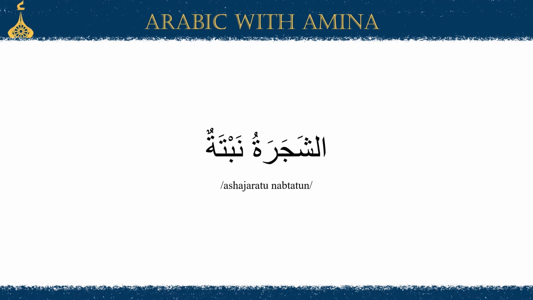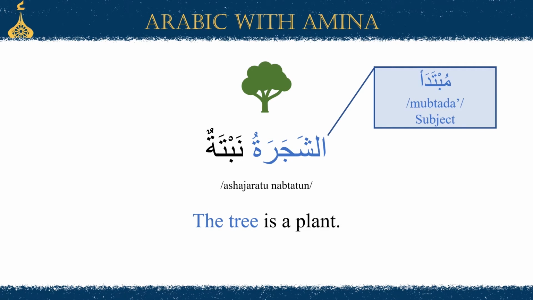Our first example is the sentence, ash-shajaratu nabta, which means the tree is a plant. First off, we can identify that this is a nominal sentence because it starts with a noun, the tree, ash-shajara. Now, to dissect the sentence and identify the subject, or mubtada, and the predicate, or khabar. So right now we are talking about the tree, or ash-shajara. So this is the subject of our speech, or the topic of our sentence, and hence this is the mubtada.